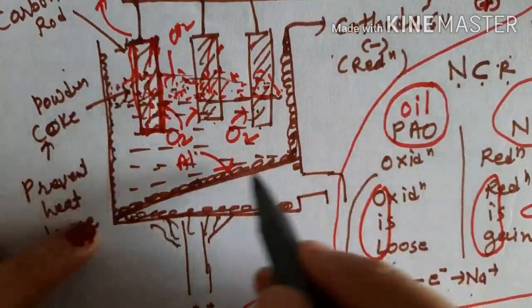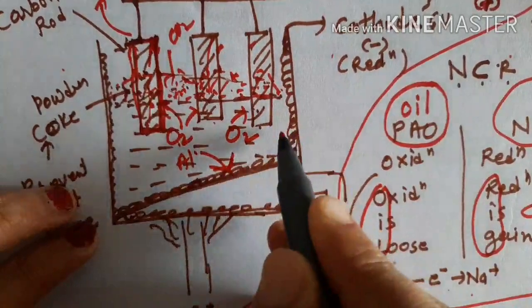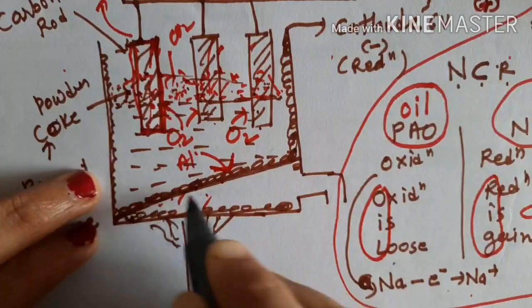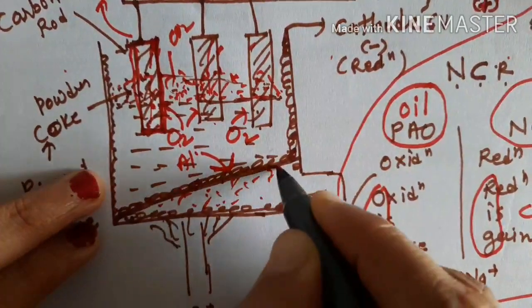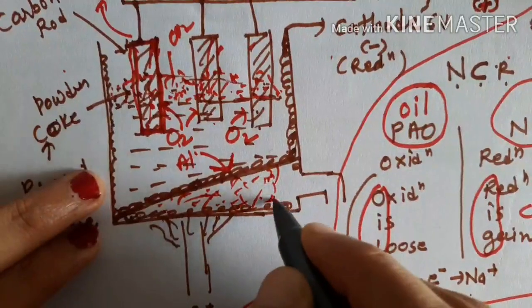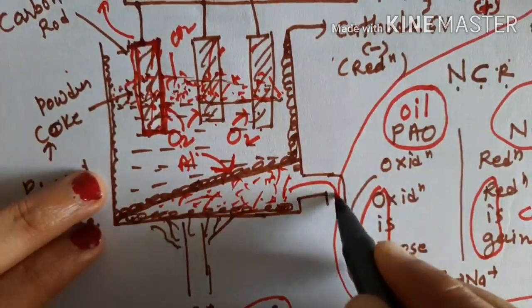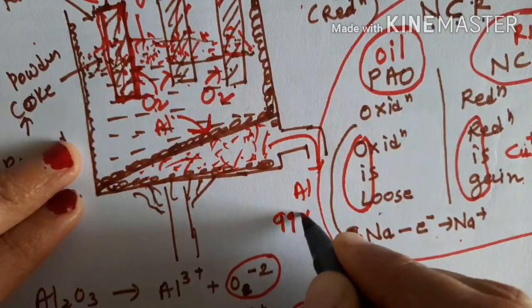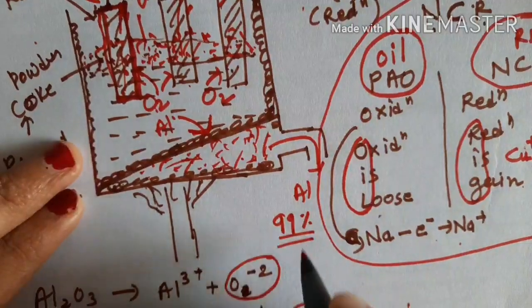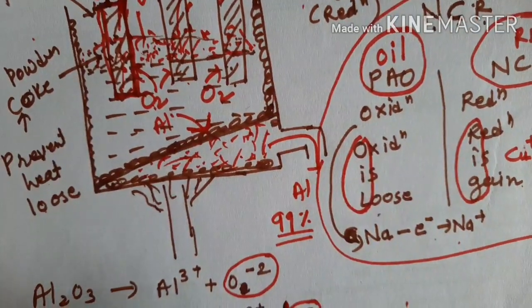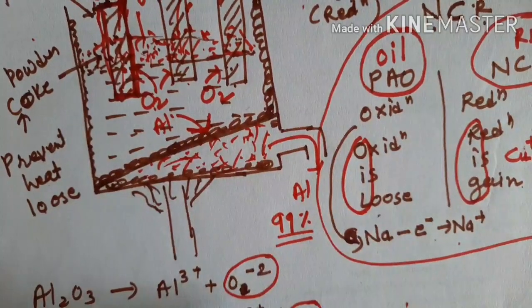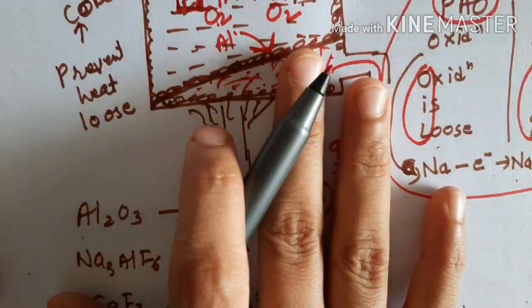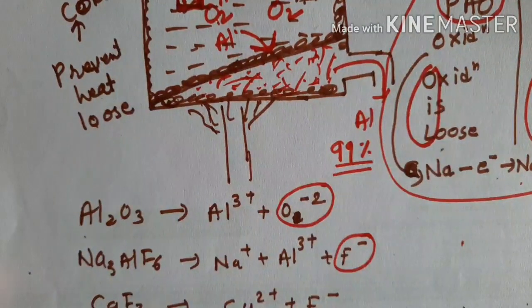And what happened, this aluminum is liberated on the cathode, and it is a very heavy metal, so that is why it is stored here. The molten aluminum collects here, and through this outlet it comes out. Here you will get 99% pure aluminum, not 100%, 99% aluminum after some time. Okay, so the complete Hall-Héroult process has been explained.